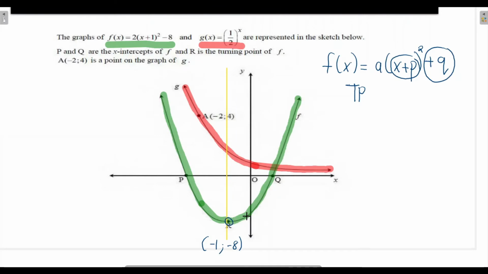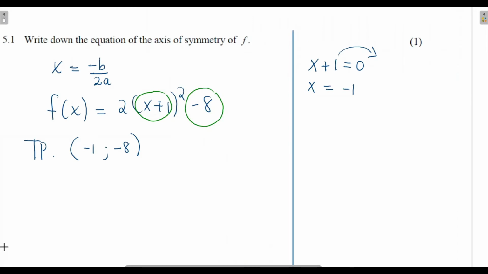That is where we draw our line of symmetry, because that is where your parabola is divided into two equal halves. Therefore, for this question, the equation of the axis of symmetry of f is simply going to be x equals -1, because they want the equation. For something to be an equation, it needs to be something equal to something.